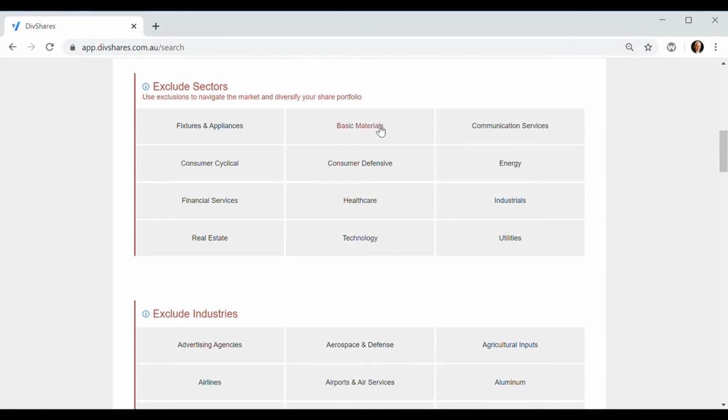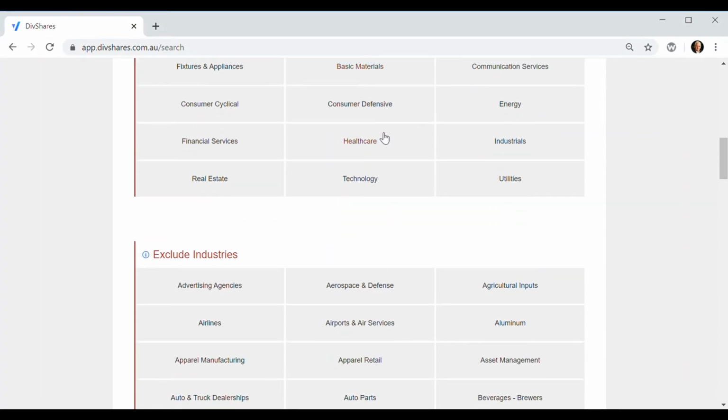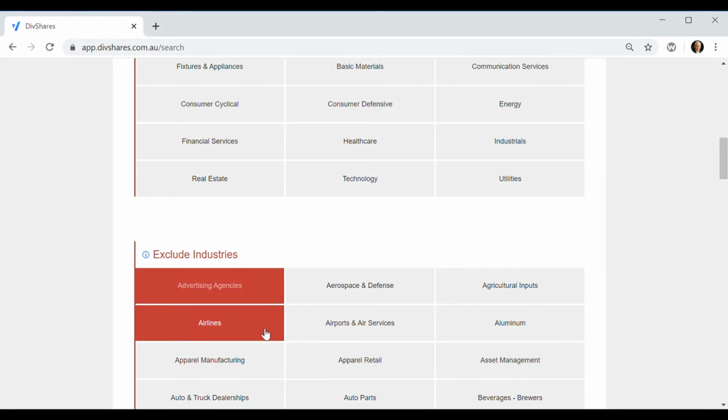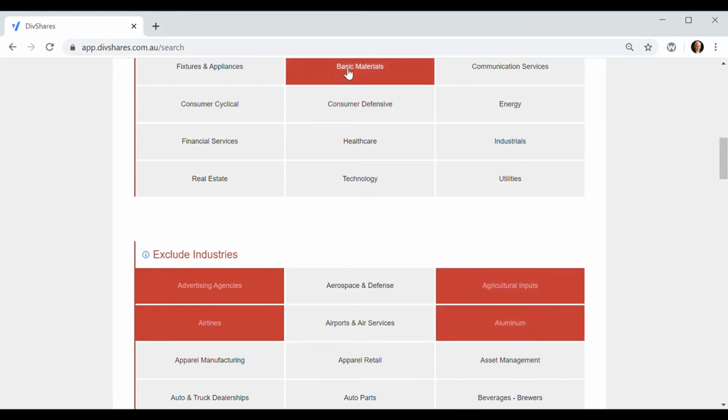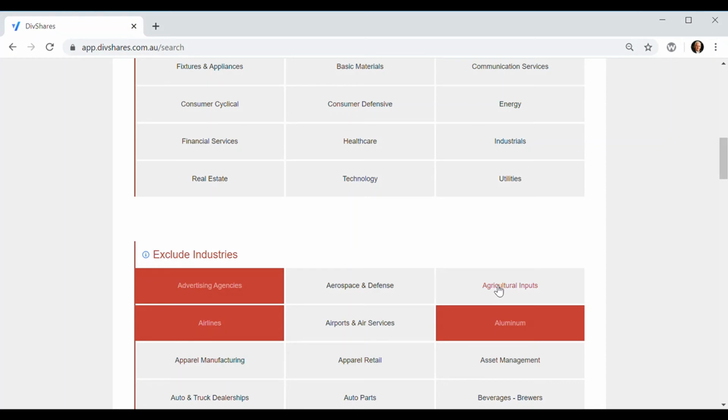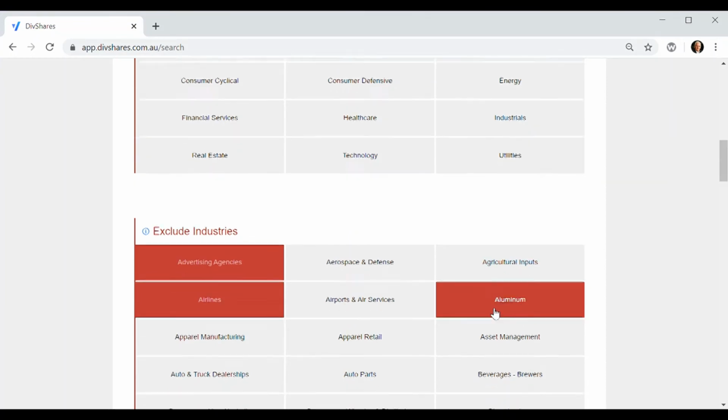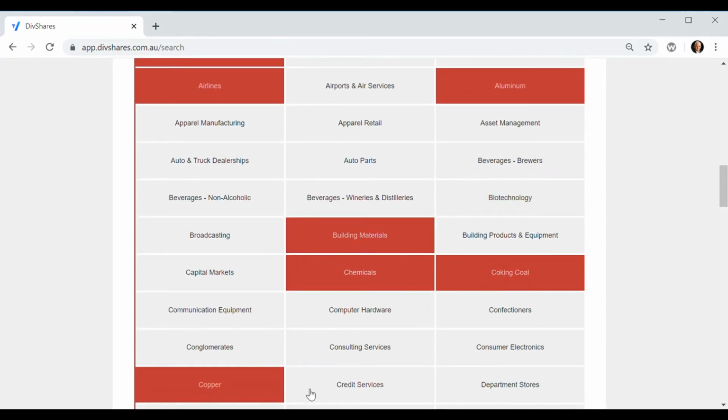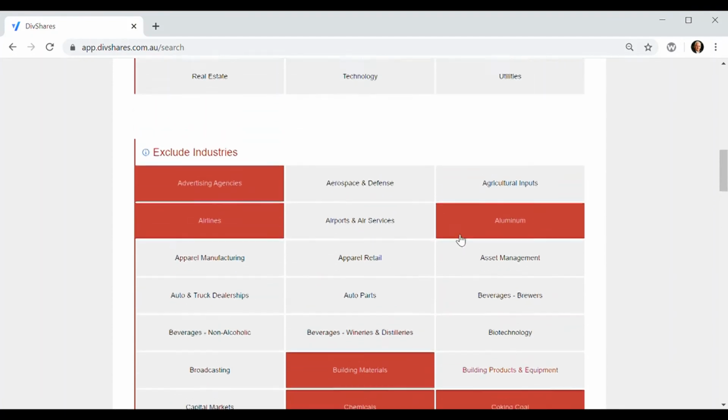Now let's say you want to exclude particular industries. You can just hit on those industries that you want to exclude, or a little bit more broad-based, you can exclude the sector and you might say, look, I'd like to include agricultural inputs. We click that one back on, so it's included, but all other industries under basic materials remain excluded.